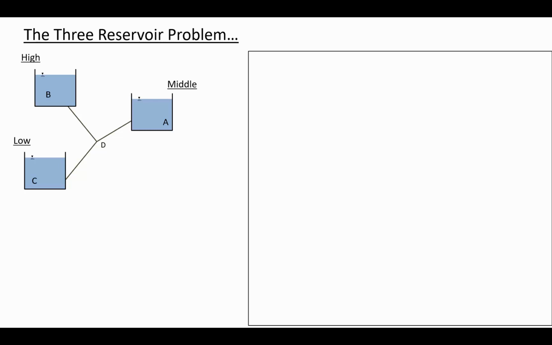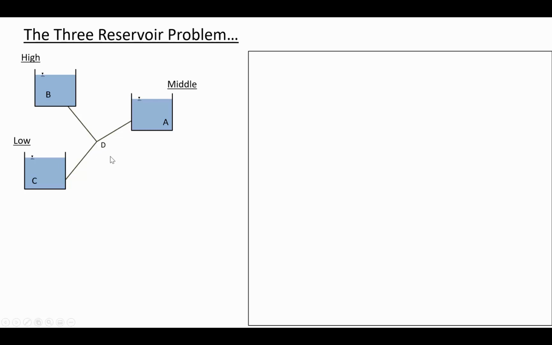And in that same regard, these three reservoirs could be on flat ground, and they could be the same size, but it's just that there's different liquid levels in each. That would also be a three reservoir problem. The three reservoir problem is simply defined as three reservoirs connected together at a central junction, and there's three different water surface elevations. All right, so they come together here, and that junction is labeled as D.